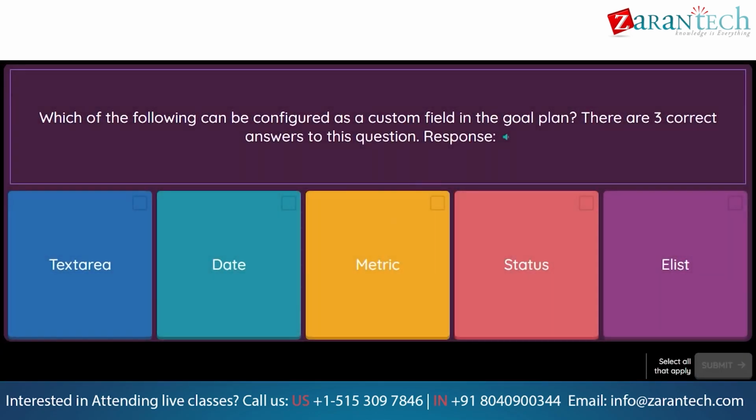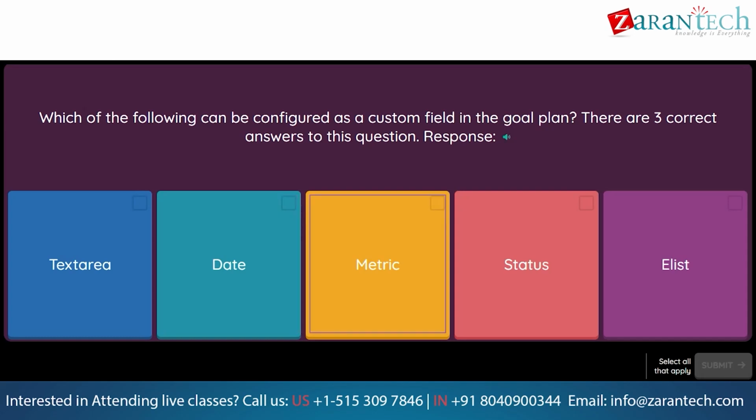Question: which of the following can be configured as a custom field in the goal plan? There are 3 correct answers to this question. Response: Option 1 text area. Option 2 date. Option 3 metric. Option 4 status. Option 5 a list.